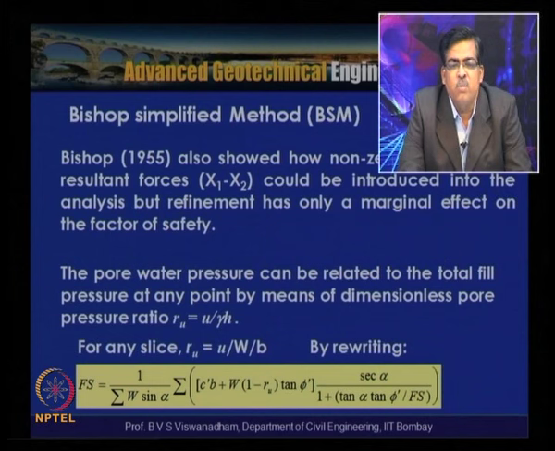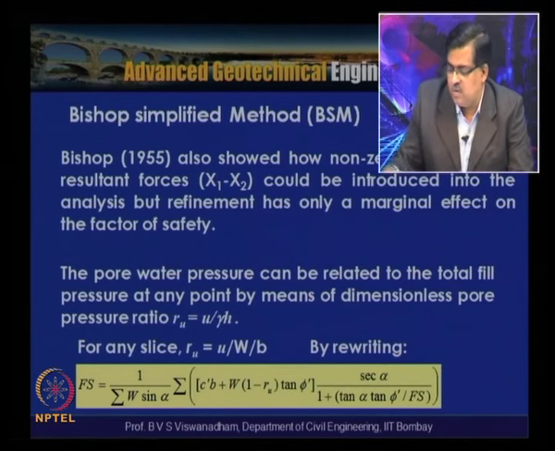So pore water pressure is defined in terms of the total fill pressure at any point by means of a dimensionless pore water pressure ratio, which is called r_u. When r_u is equal to 0.5, it is said that the slope is completely saturated, and for any slice r_u is equal to u b by W. By rewriting this in the previous equation, we can express the factor of safety as 1 by sigma W sin alpha into sigma of c dash b plus W into 1 minus r_u tan phi dash, into secant alpha over 1 plus tan alpha into tan phi by factor of safety.